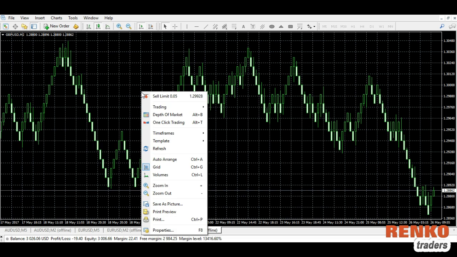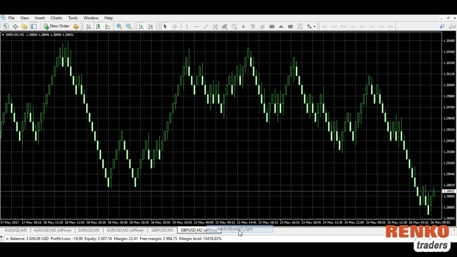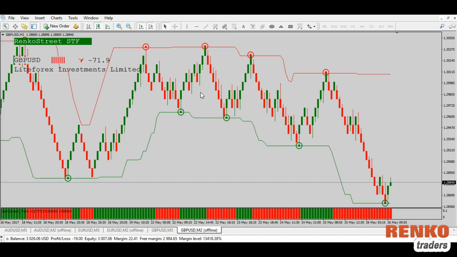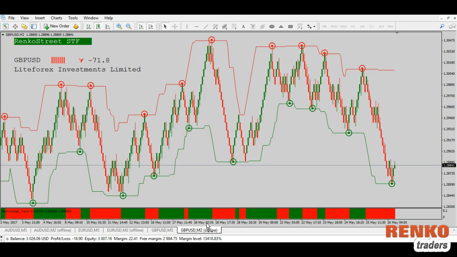and I just right click, go to template, and you can find a bunch of trading templates that you can use for the Renko system. So I'm going to select probably right. Okay, so here you have it. This is basically how the Renkostreet Trading System looks like.